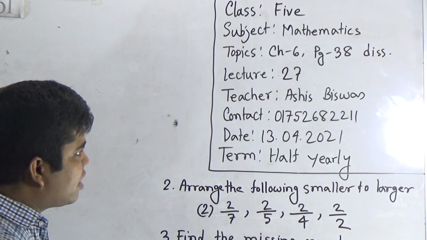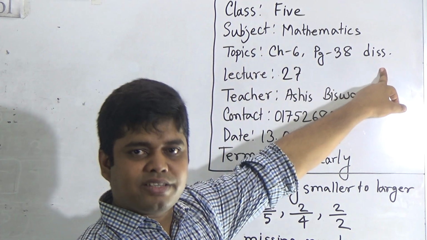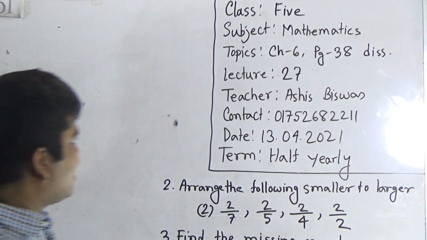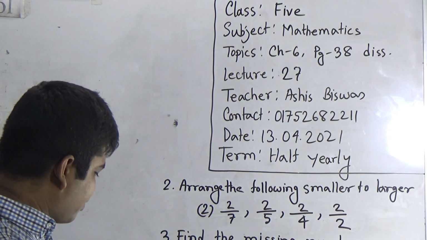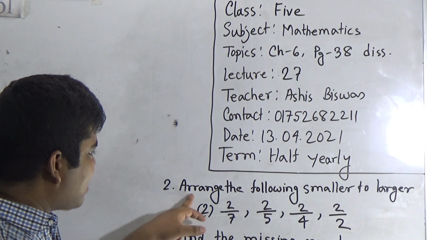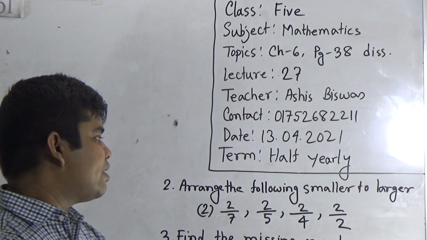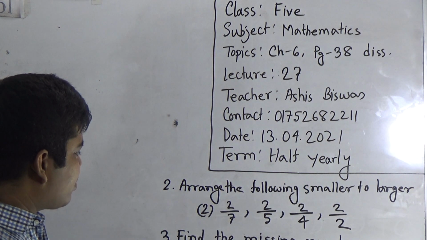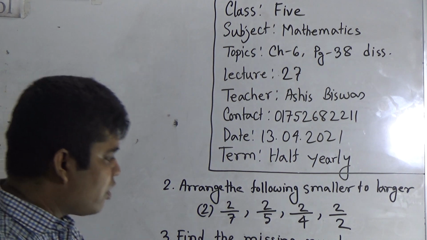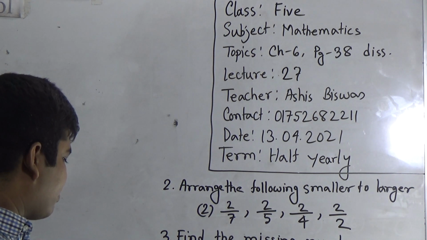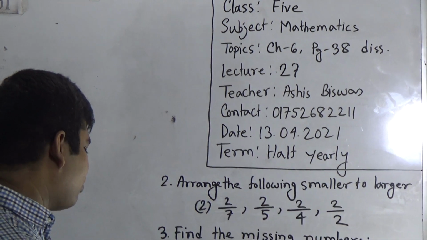Here you notice the topic's name is chapter 6, page 38, basic discussion. From this page we shall solve question numbers 2, 3, 4 and 5. Question 2 is arrange the following fractions from smaller to larger. Question 3 is find the missing numbers. Question 4 is reduce the following fractions to the lowest terms. Question 5 is convert fractions into ones with common denominators.